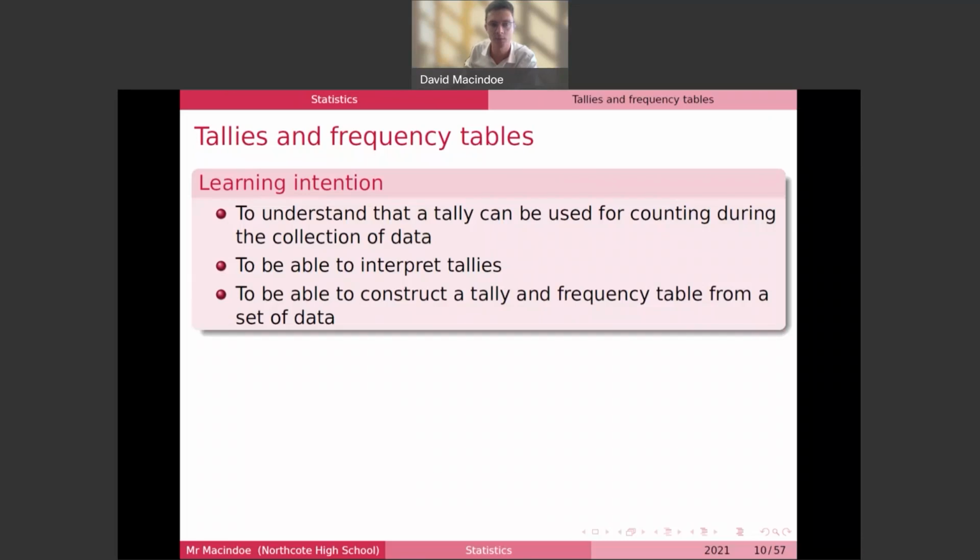In this video, we're going to look at using tallies to create frequency tables. And then from there, we're going to look at how to turn frequency tables into frequency graphs. So here are our learning intentions. You can have a quick read of them if you'd like. But yeah, we're going to be interpreting tallies, making frequency tables and frequency graphs.